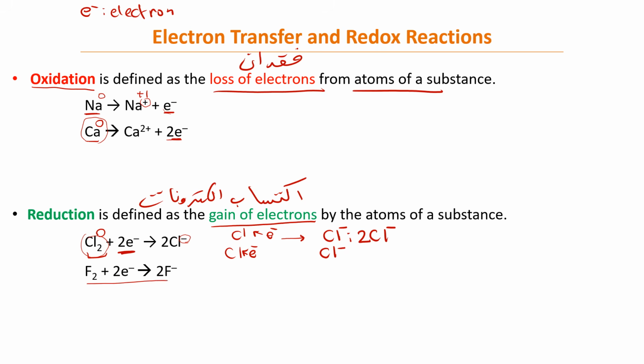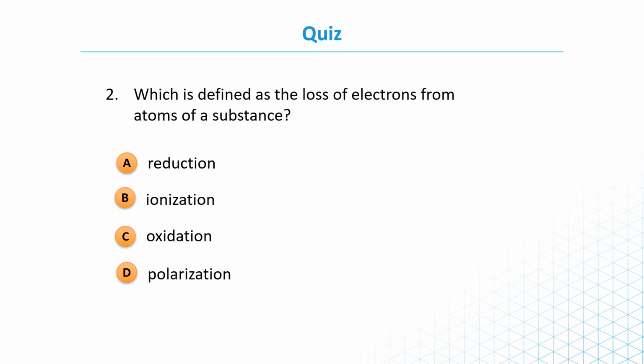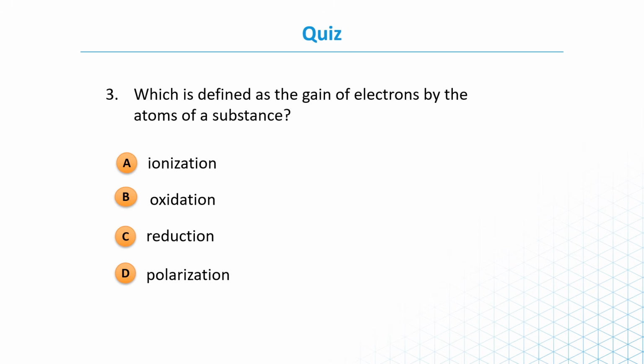So this is a reduction equation. Okay, and this is an oxidation equation. We will see that in lesson 2. Okay, this is also reduction equation. Why is it a reduction equation? Because we show electrons. And you remember this, loss of electrons is oxidation, Leo, and gain of electrons is reduction, Ger. Okay, so loss of electrons is oxidation, as you already know, and gain of electrons is reduction. Okay, we already saw this in the classroom, and we stopped here.